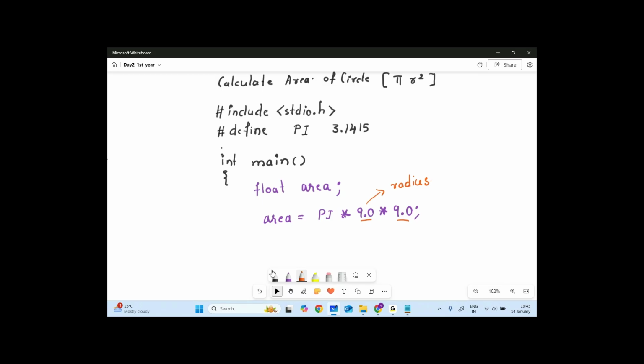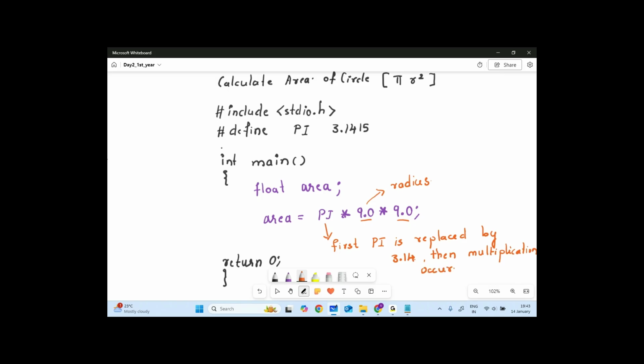Now if you look at how this expression will be executed. As I've told you, preprocessor directives are executed only during compile time. If you want to execute this expression, first pi is replaced by 3.14, and then multiplication will occur.